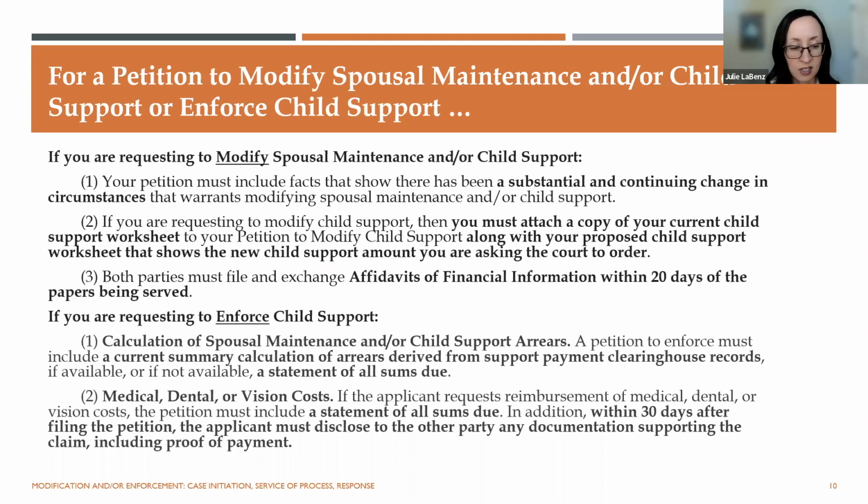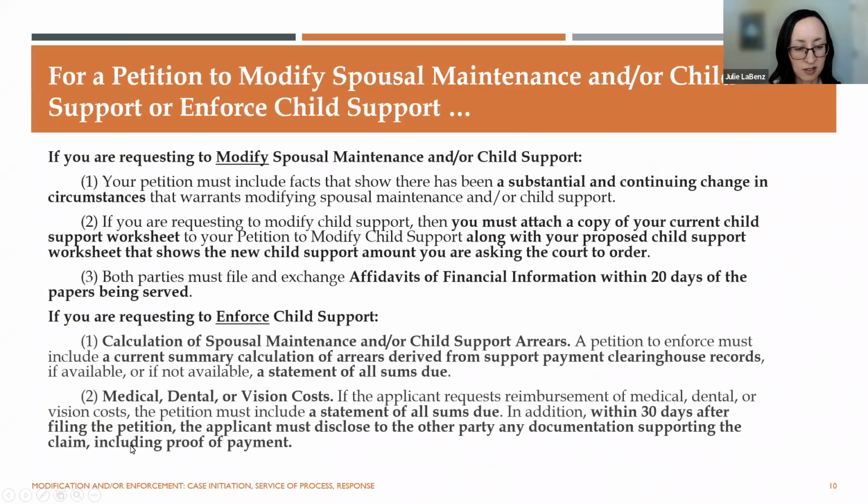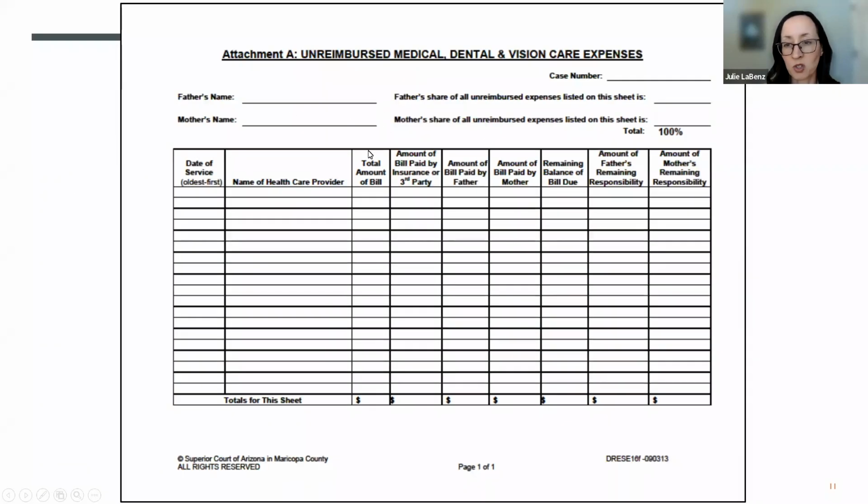Also, within 30 days after filing your petition, you need to disclose to the other party any documentation supporting the claim, including proof that you paid it. Now, here's an example of the unreimbursed medical and dental vision care expenses. So when we go back to the last slide, it talks about this statement of all sums due. This is an example of what a statement of all sums due form could look like to attach to your petition to show what you're saying is owed and should be enforced.